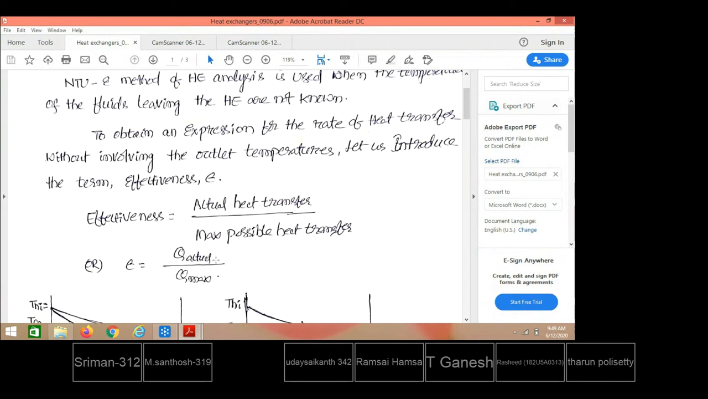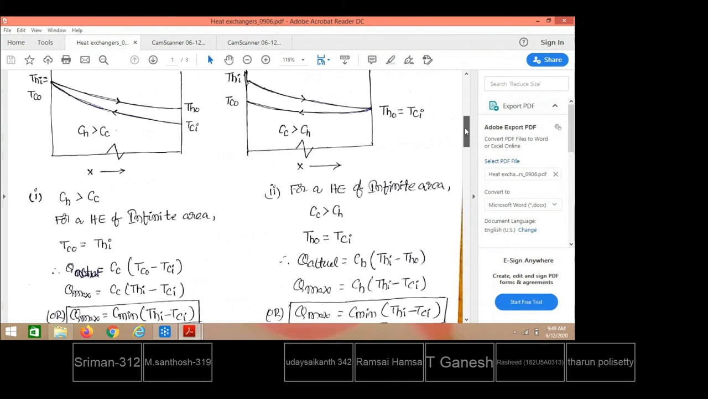The effectiveness of a heat exchanger is defined as the ratio between Q actual, the amount of heat transferred, and Q maximum, the maximum possible heat transfer through a heat exchanger. So knowing Q maximum and effectiveness, Q actual can be calculated. Again, Q actual equals mh dot ch into (Thi minus Tho), that is the heat lost by the hot fluid. That is the same as the heat gained by the cold fluid in a heat exchanger, mc dot cc into (Tco minus Tci). Equating those we can calculate.